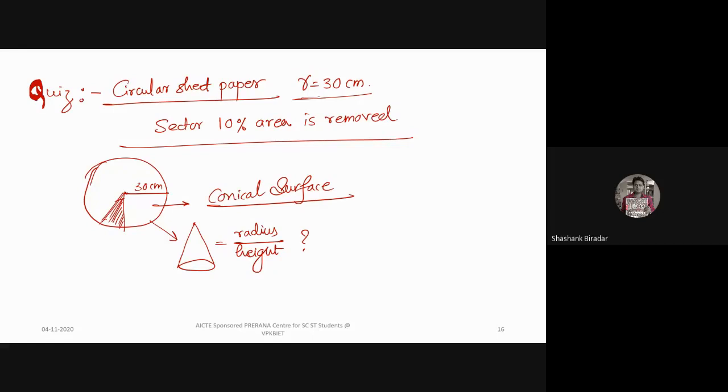So you can also comment your answer in the chat box. Yes. This is quite a tricky question, right? But if you apply some logic, then it would be very convenient for you to calculate this one.